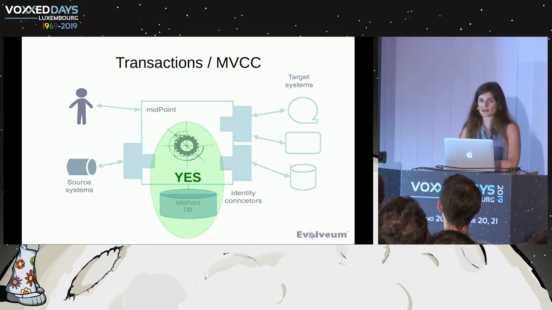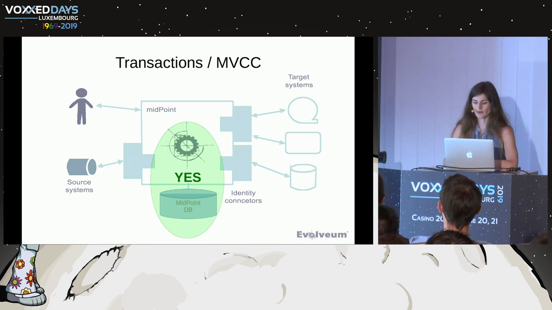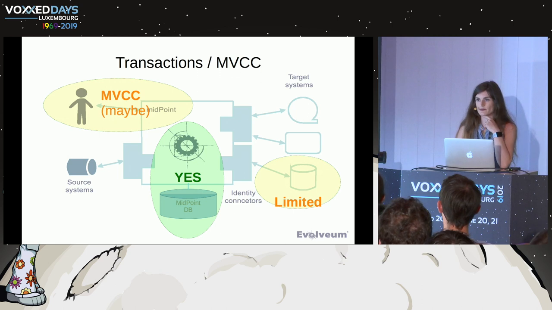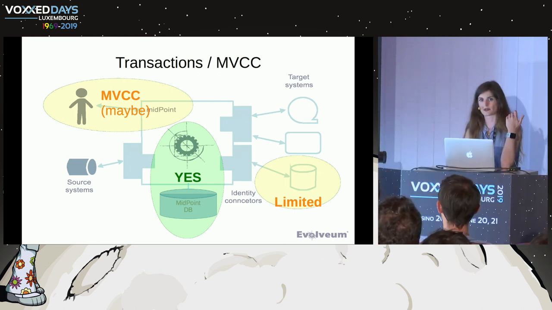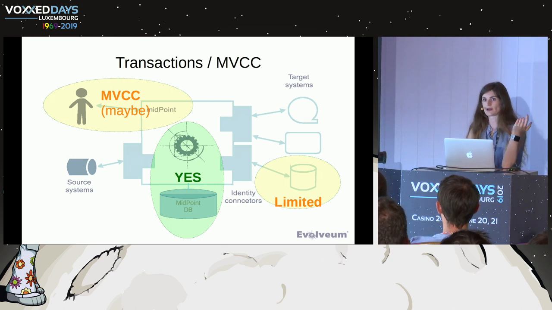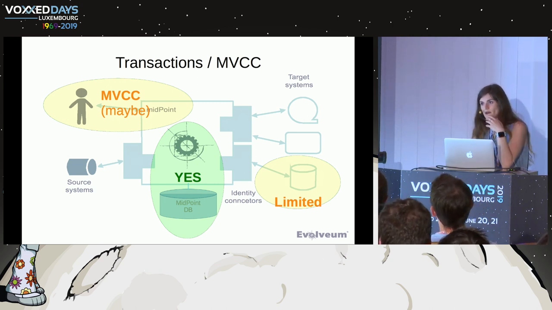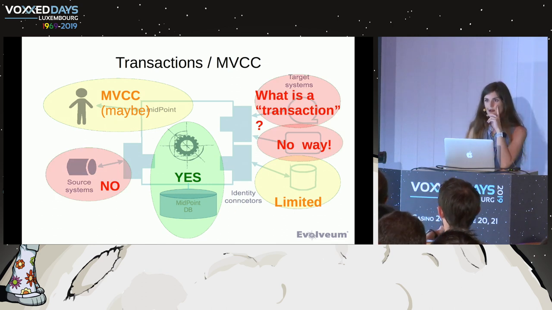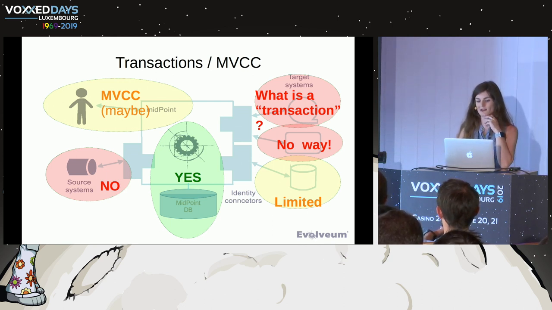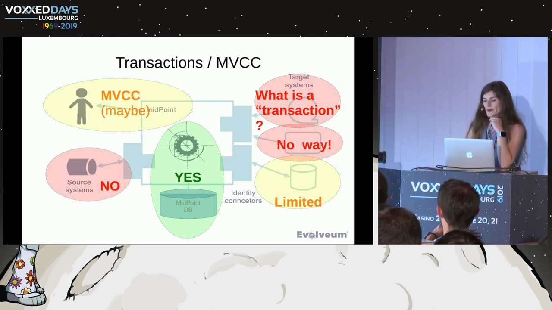Because, okay, we can have transactions and consistency in our internal database. It's a relational database, there is nothing more to mention. But there are some resources or applications where transactions are maybe supported with some limitations, and there are systems which don't support transactions. So therefore I mentioned that we try to keep the data as consistent as possible, but sometimes there is no other way.